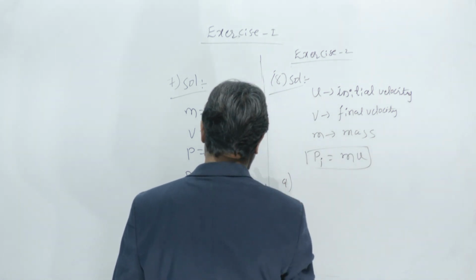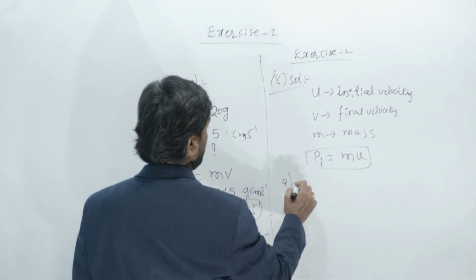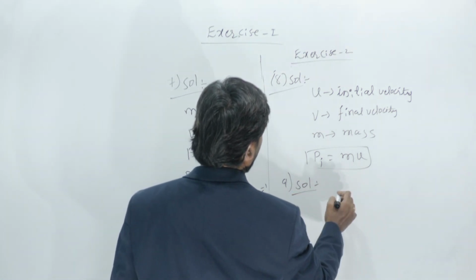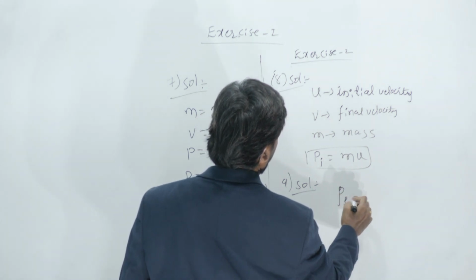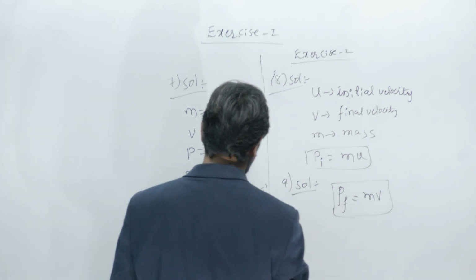Ninth one: in the above question, the final momentum. What can we write here? pf will be the final momentum, m into v. So P is equal to m into v is the final momentum.